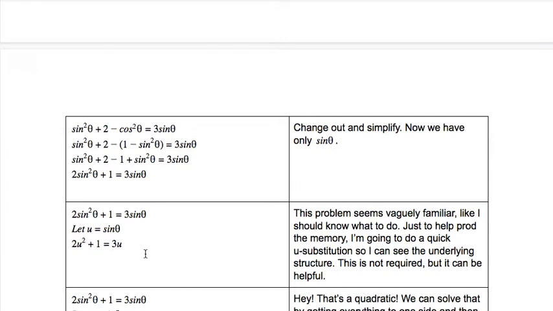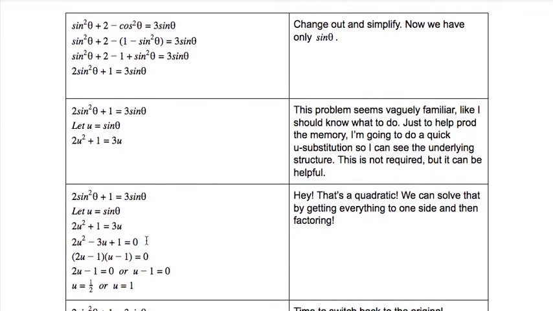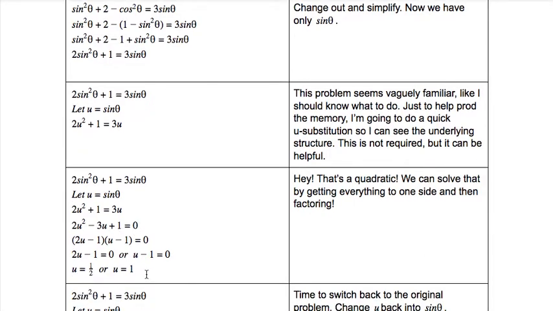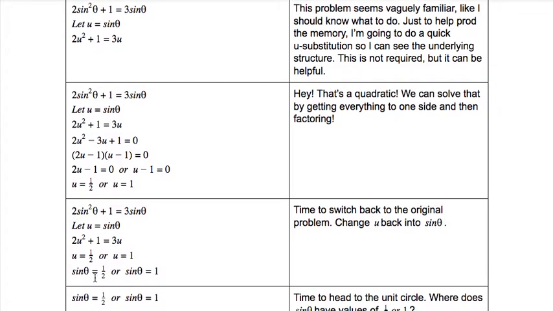By changing it out, yep, I can see this is quadratic. I would move that minus 3u, or sine if I kept it in sine form, over to the left. Now I can factor, now I can solve. Well, if I go back, I said that u was sine theta. So I can switch back to my original problem. Sine theta is now a half, or sine theta is 1.